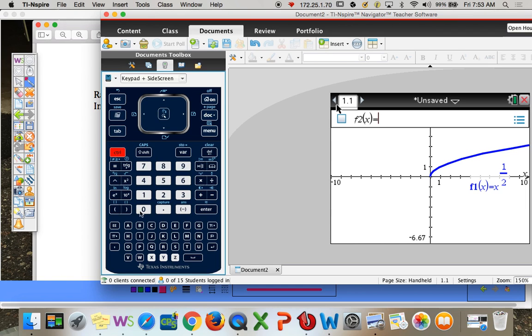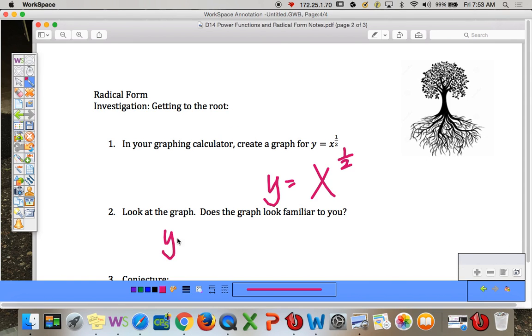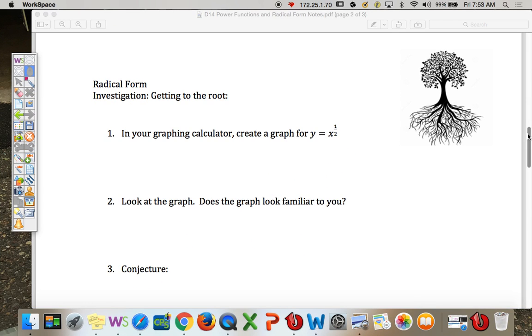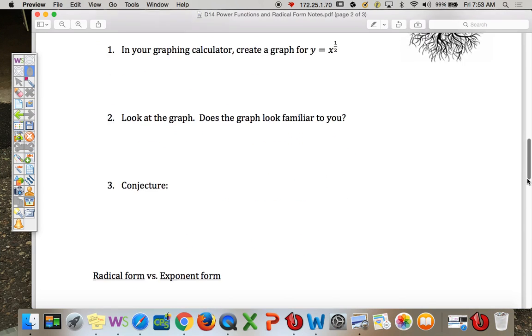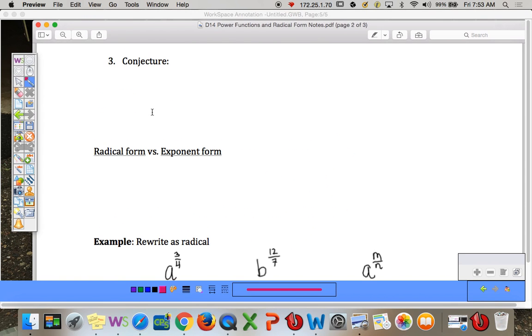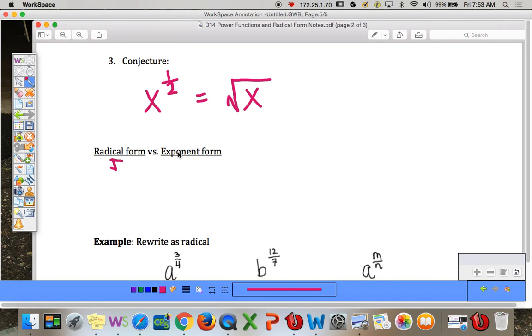So let's try it, square root of x. You see it's the same graph. So we're going to say yes, it looks like the square root of x. So our conjecture here is that they're the same thing. So we have x to the 1/2 is the same as the square root of x. Okay, so today we're going to look at radical form versus exponent form. Radical form has this square root sign, and exponent form has an exponent. So I'm just going to write a bunch of examples.